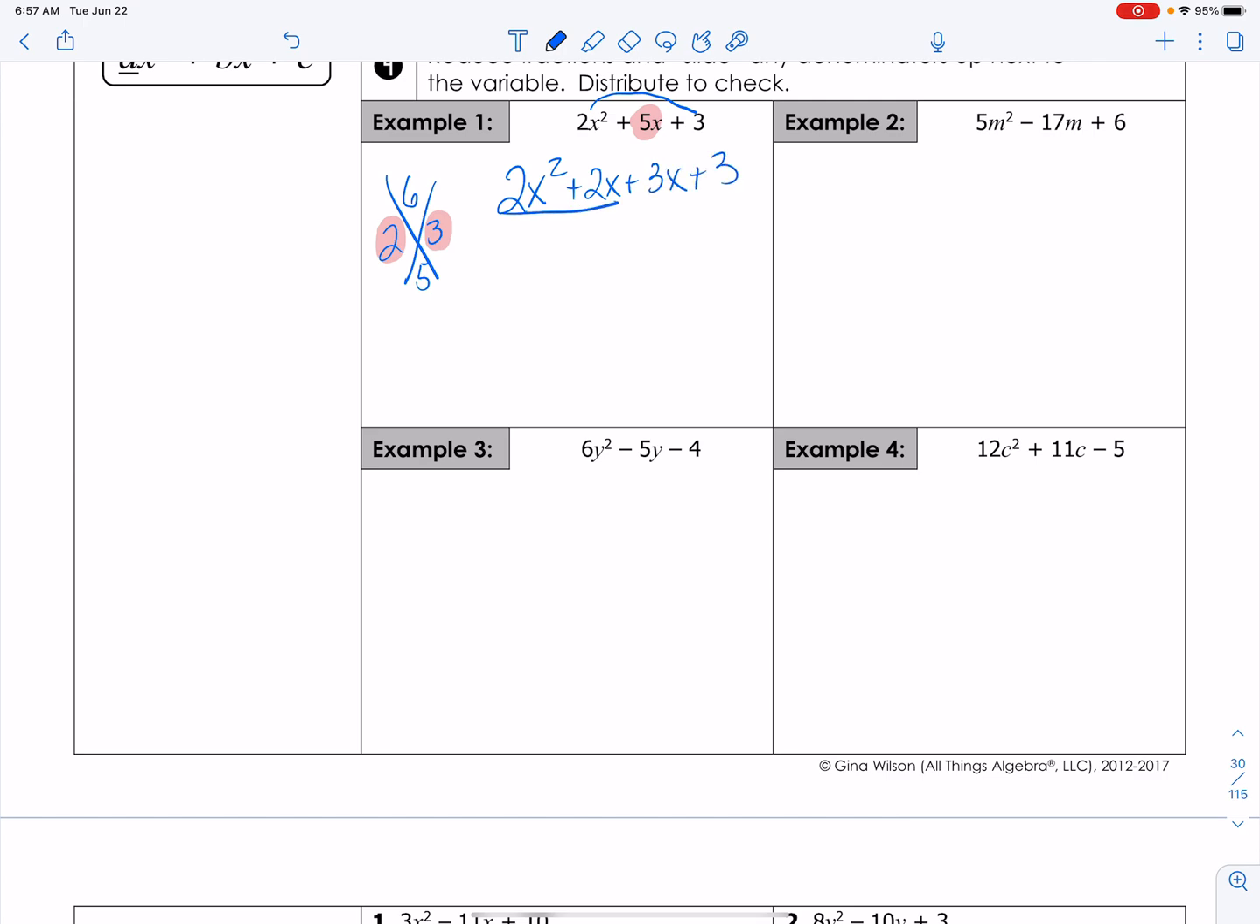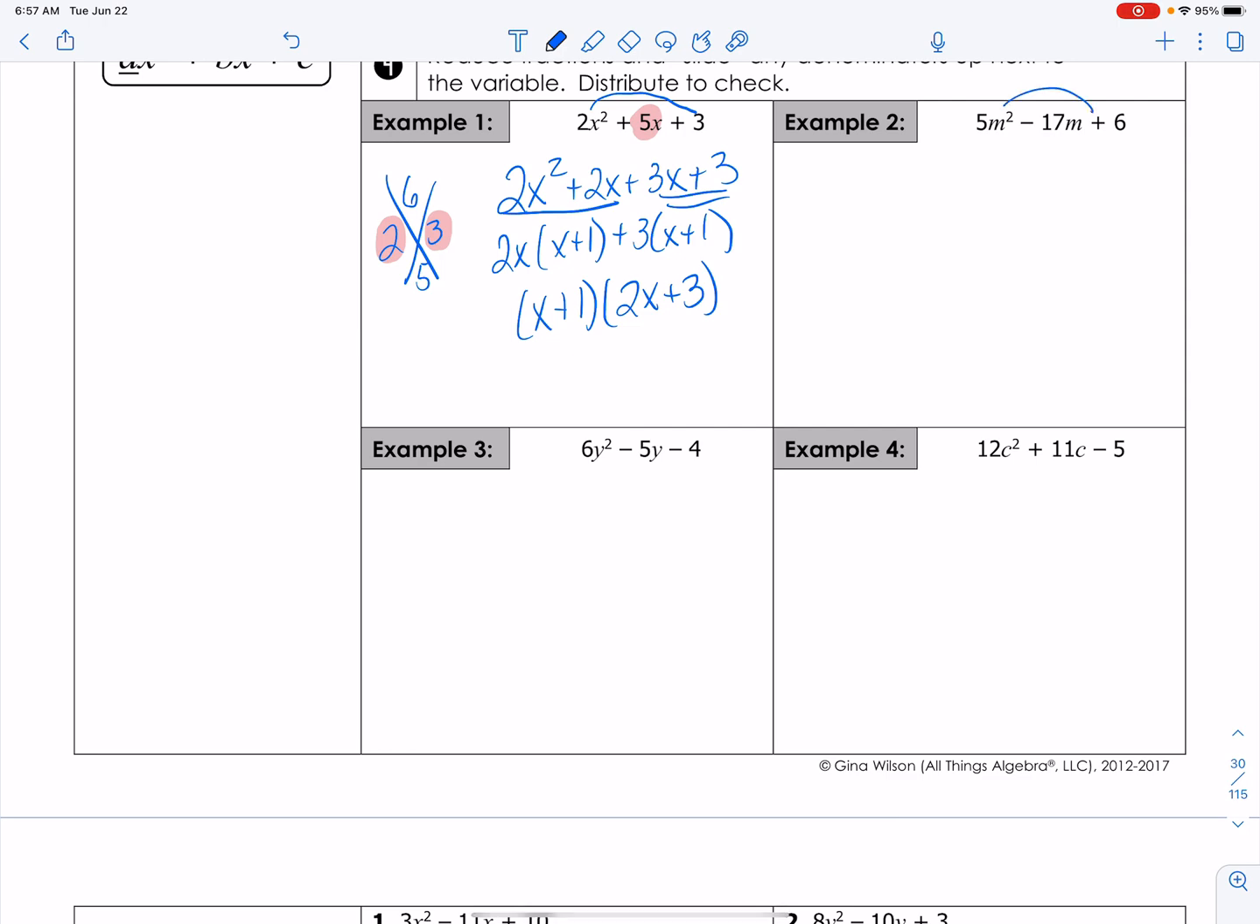What can you take out of the first two? Is it 2x? That leaves you with an x plus 1. What can you take out of the back two? You can take out a 3. That leaves you with an x plus 1. Your parentheses are the same. So here are your two answers, okay?